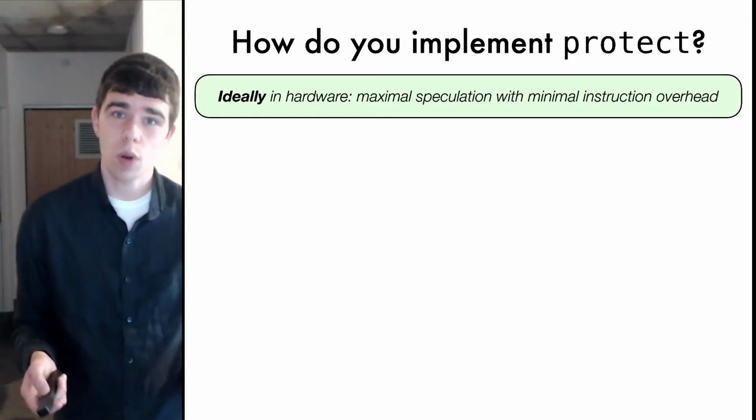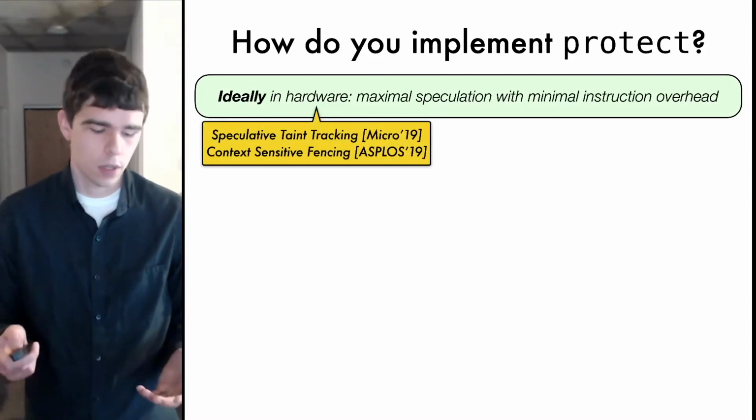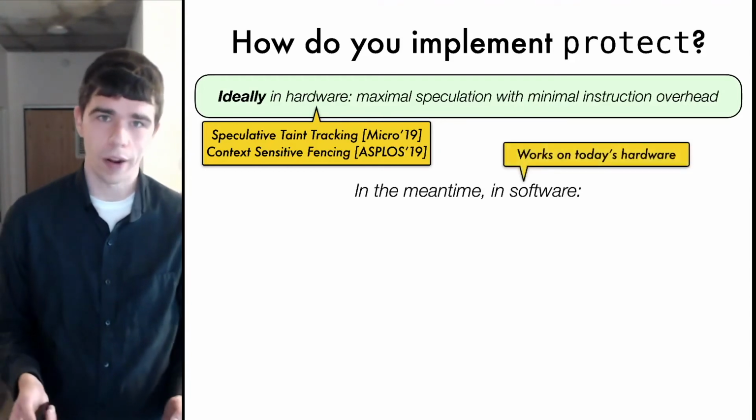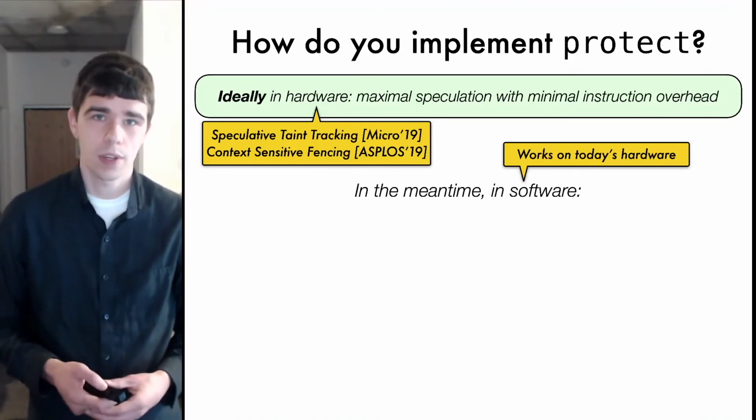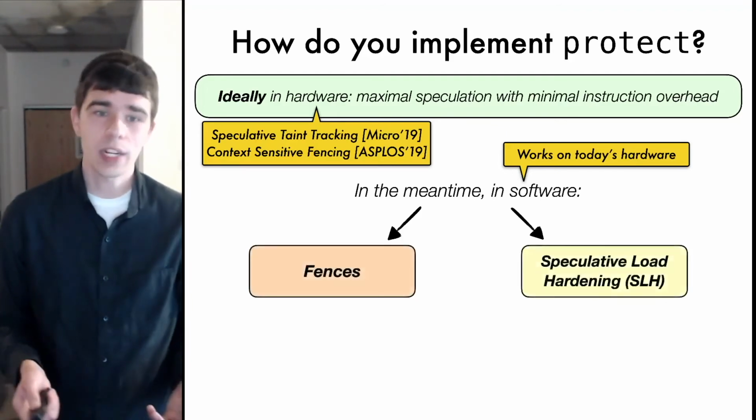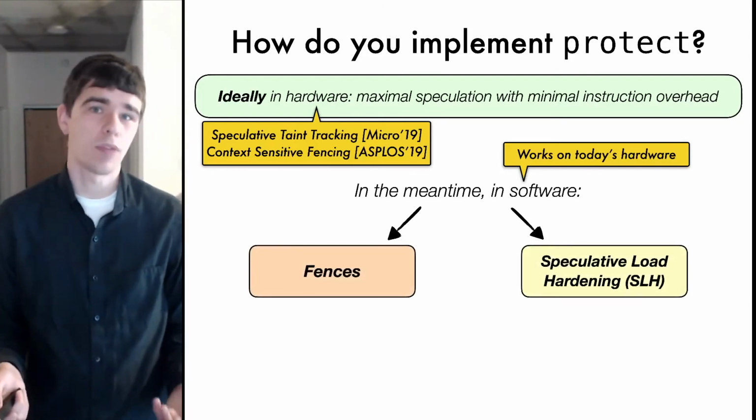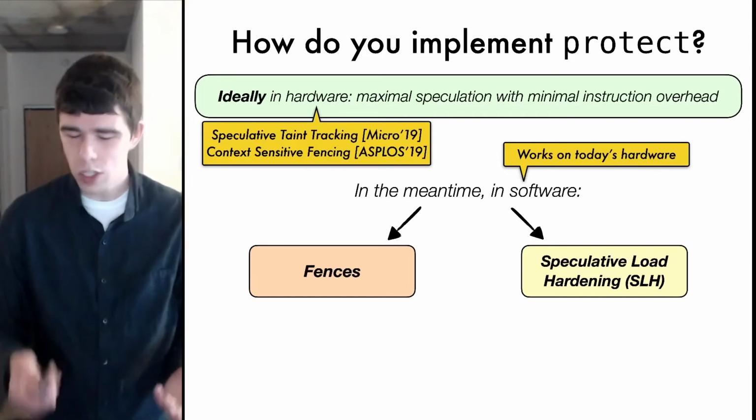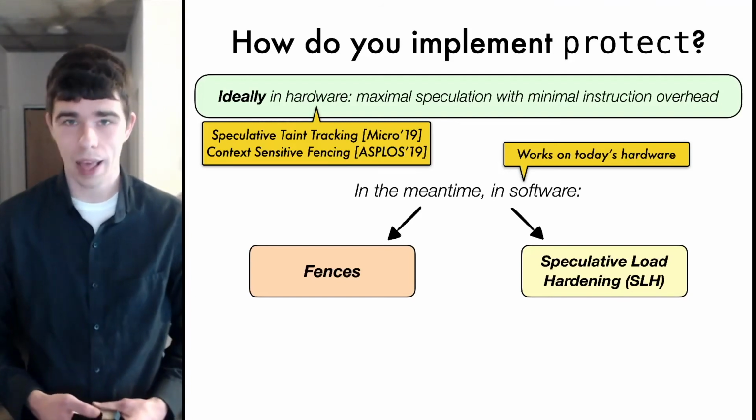There is some previous work on hardware schemes that suggest how we could implement protect in hardware. But in the meantime, it would be valuable to have an implementation of protect in software. That way, we could secure programs that are running on today's hardware. So we experimented with two different software implementations of protect. On the one hand, we have fences. Fences are certainly secure, but they can be detrimental to performance because they actually restrict more speculation than is necessary. They cut off all speculation at a particular program point rather than only along a particular data flow path.